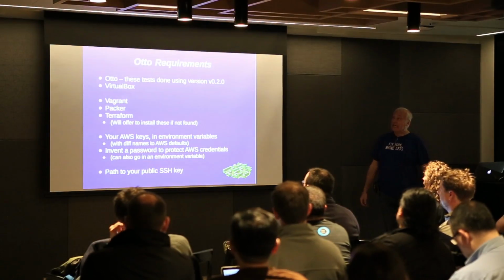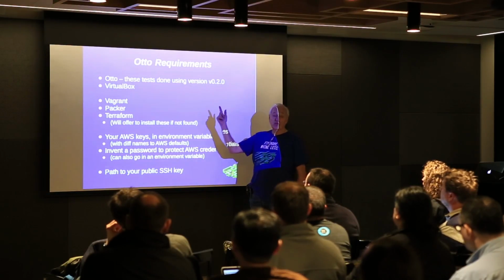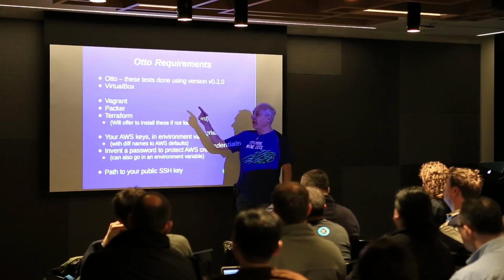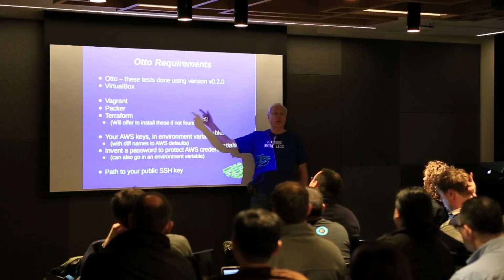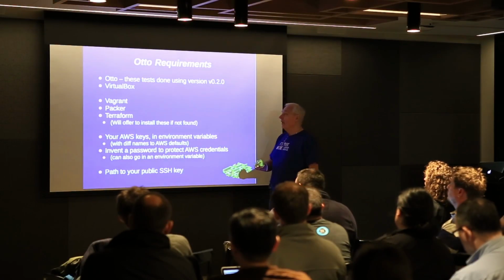So, what do you need? Obviously you've got to have Otto, it's a Go binary, download it, easy. You've got to have VirtualBox, you need Vagrant, Packer and Terraform. If you don't have those installed, Otto will go, hey, I now need this, and I'm going to install it.